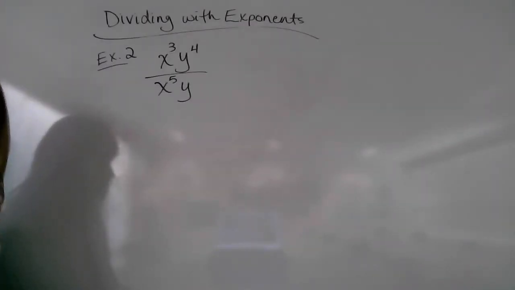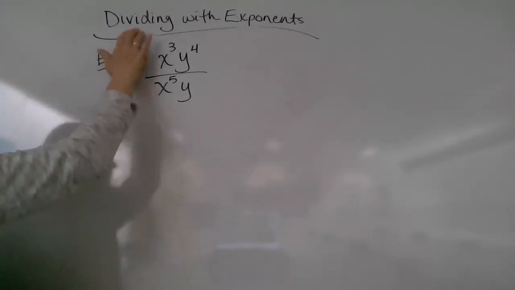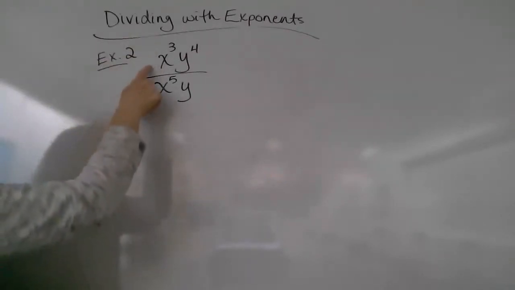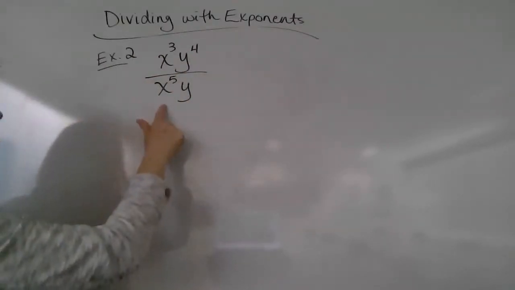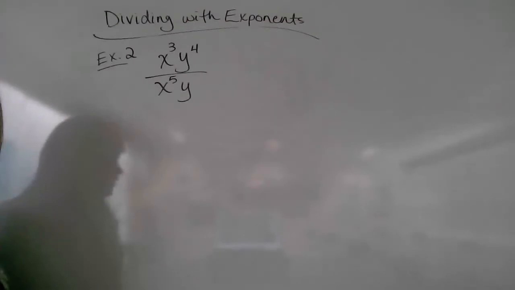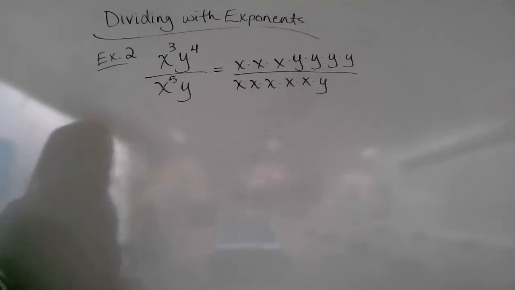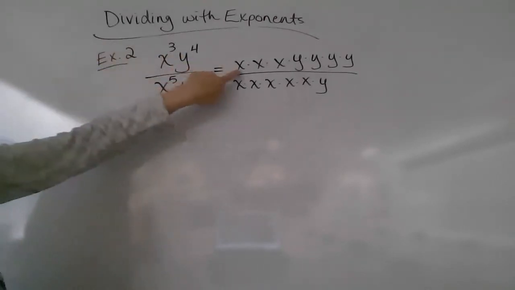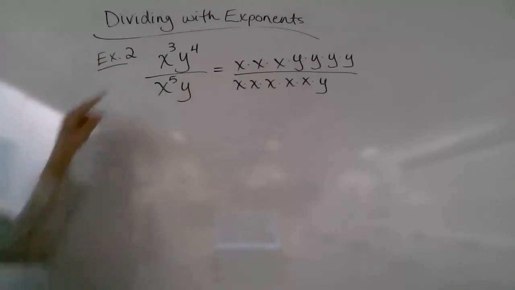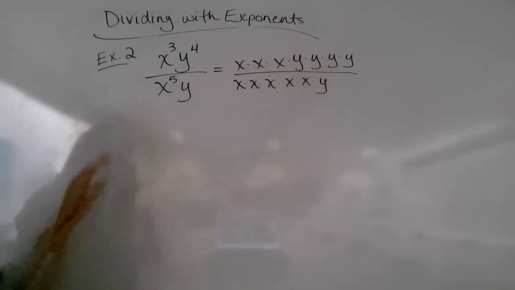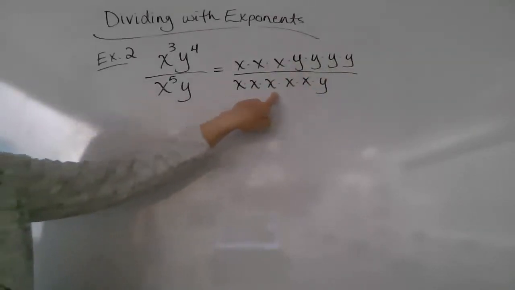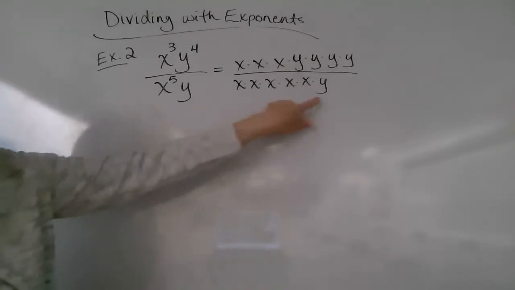Okay, we have another fraction, and fractions are just another form of division, so that's why this is called dividing with exponents. So we have x to the third times y to the fourth being divided by x to the fifth times y. So let's write it out the long way and see what happens. In the numerator, x to the third is x times x times x. Y to the fourth, y times y times y times y. In our denominator, x to the fifth, there they are, and we just have one y tagging along.